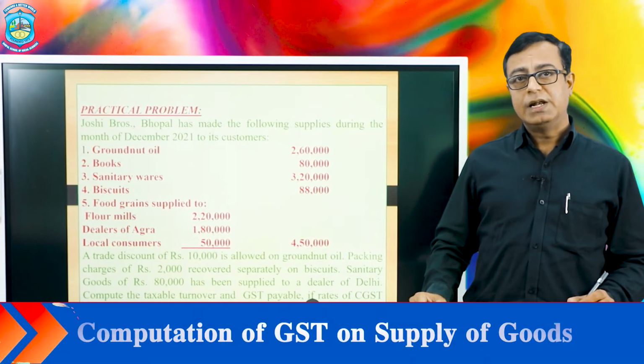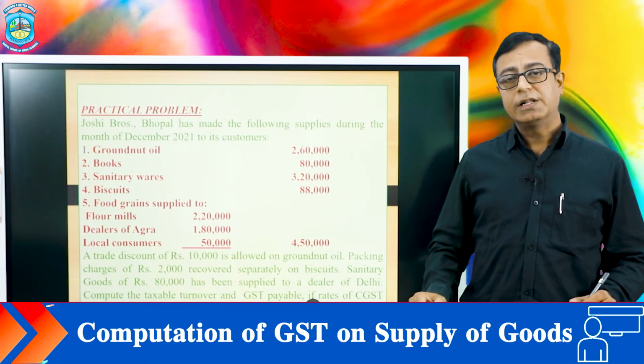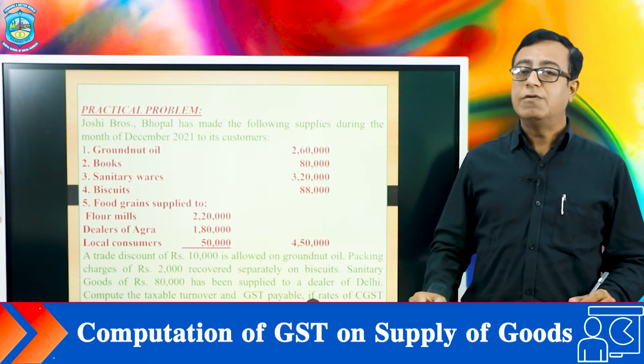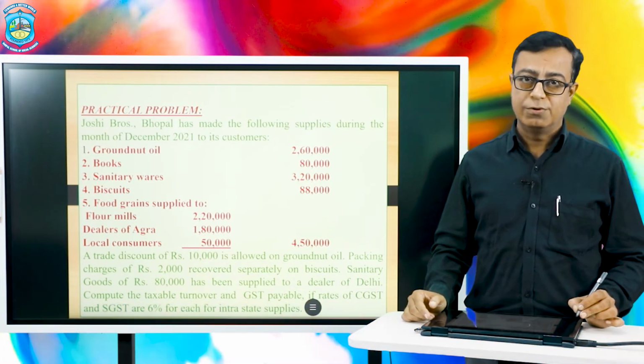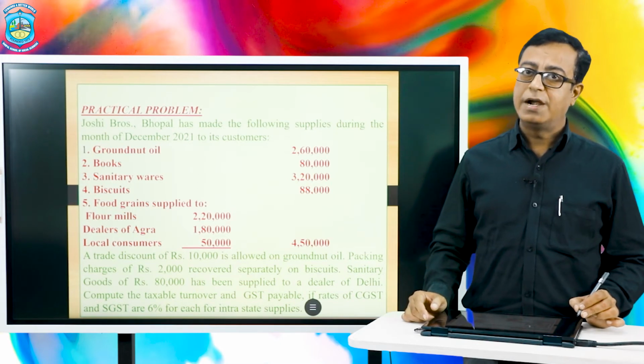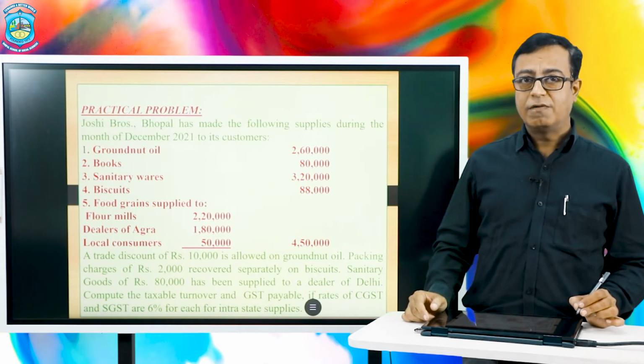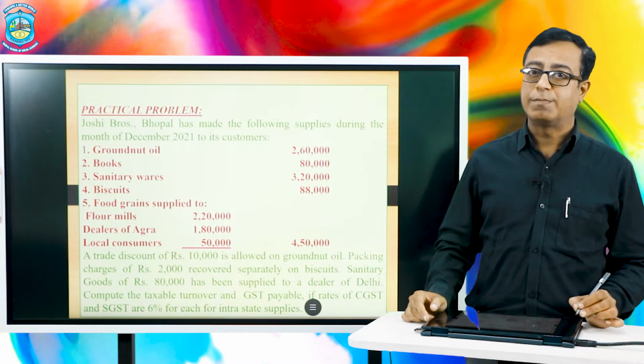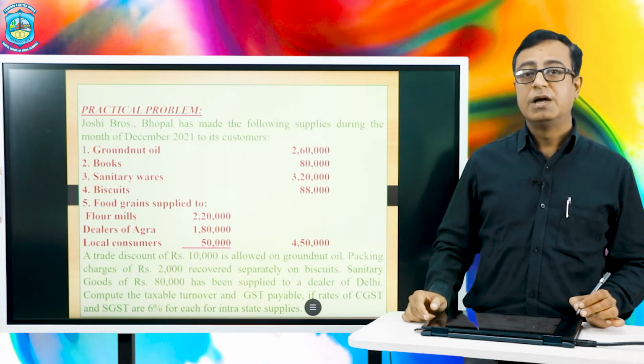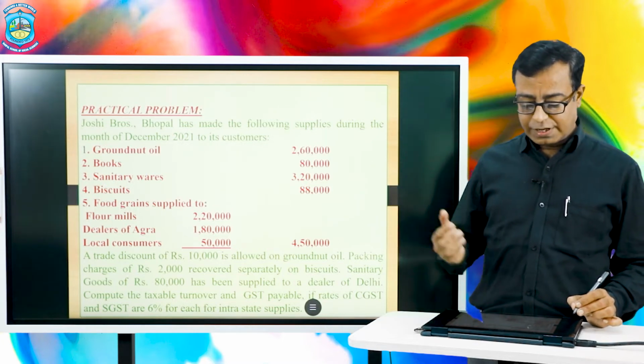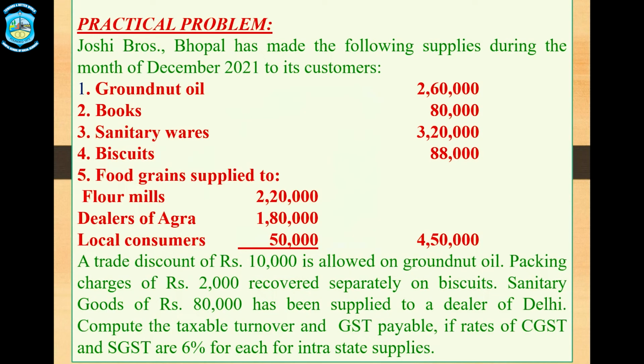This is the detail regarding a particular dealer that is involved in the business of grocery goods, sanitary ware and also books. We have detail of the goods supplied by Joshi Brothers, Bhopal. We have 5 different goods. You can see groundnut oil, books, sanitary ware, biscuits, and we have some supply of food grain also.